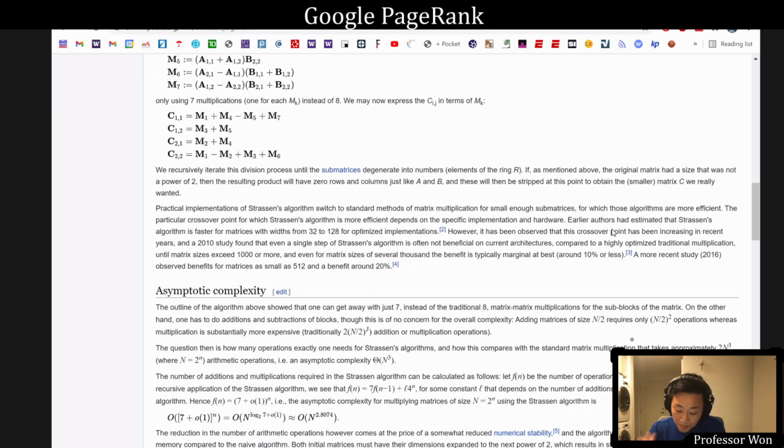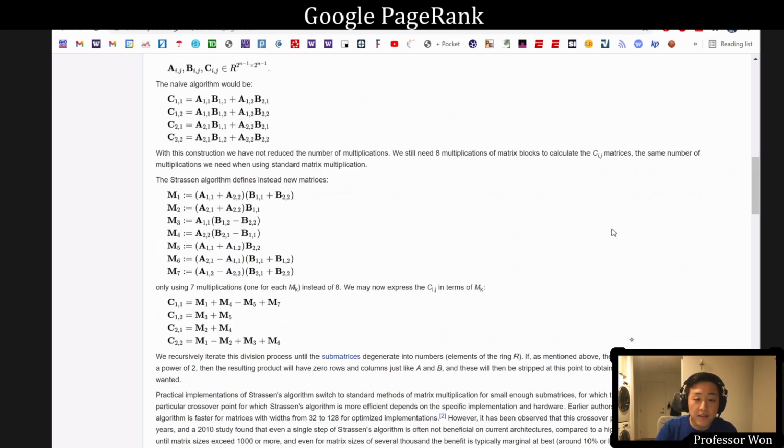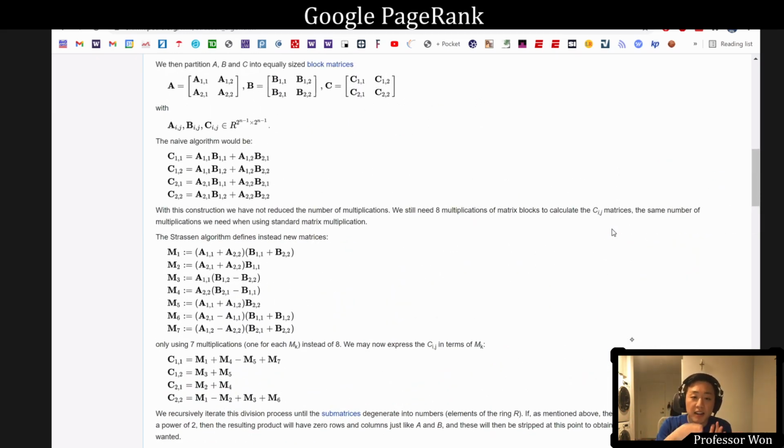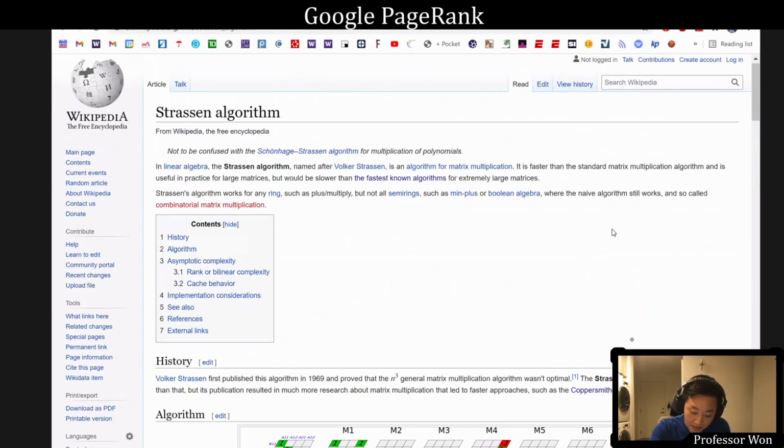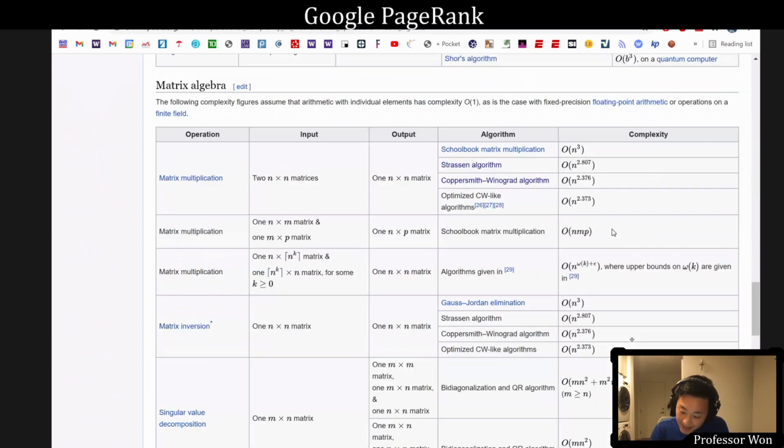But essentially, if you're doing two by two matrices, instead of doing 8 multiplications, you can do 7 multiplications via this formula. And then for every bigger matrix, you can break it up until it gets to 2 by 2s, and then you can apply this algorithm to each 2 by 2 and save 1 multiplication out of 8. And that's how you get this 2.8 whatever. What did it say? 2.807.